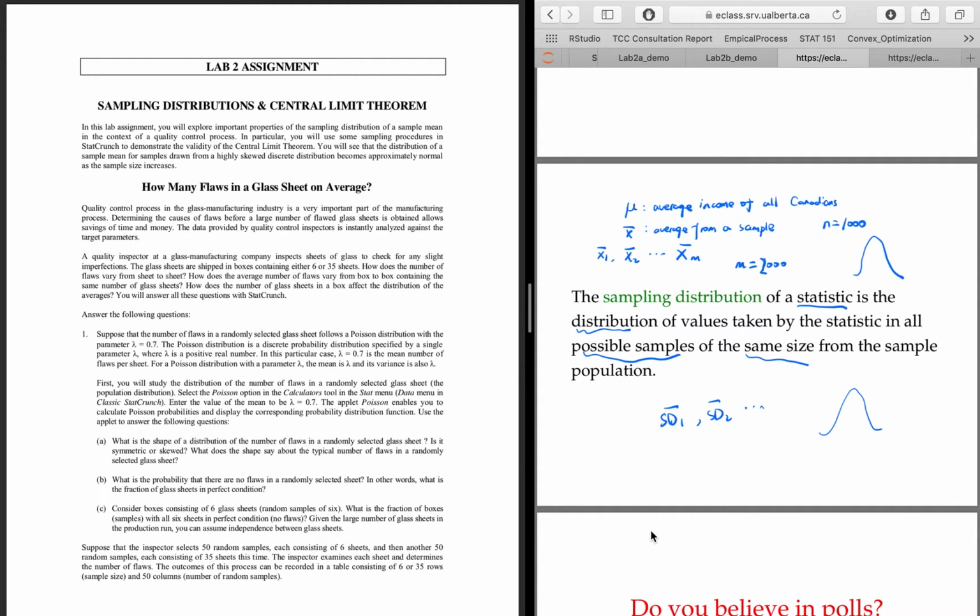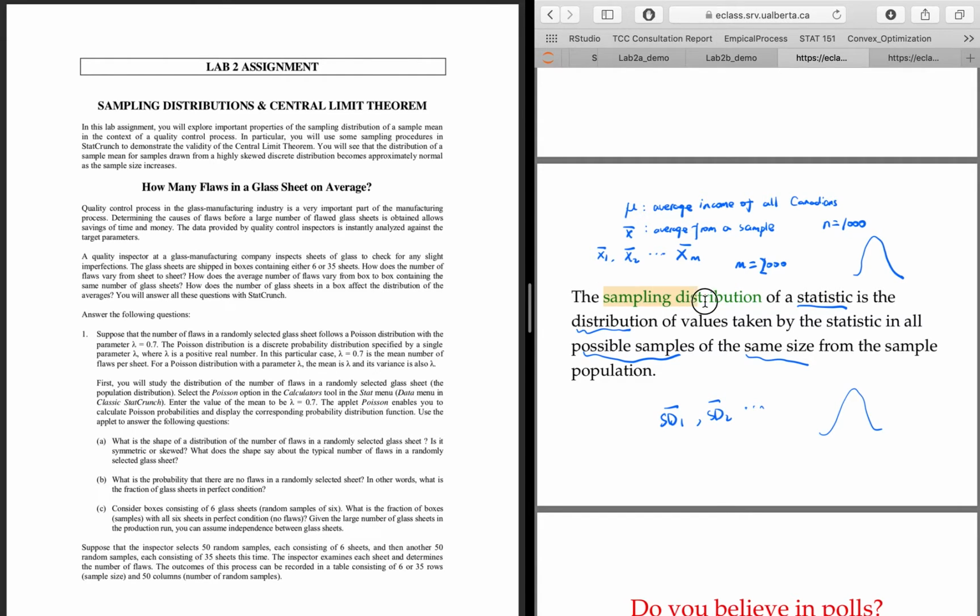Let's take a look at the second lab. The topic is sampling distributions and the central limit theorem. Last Friday we talked about what a sampling distribution is, so let's take a look at the definition again.